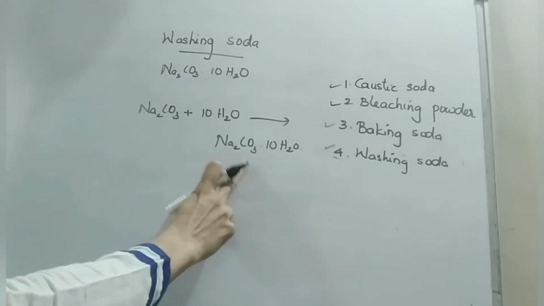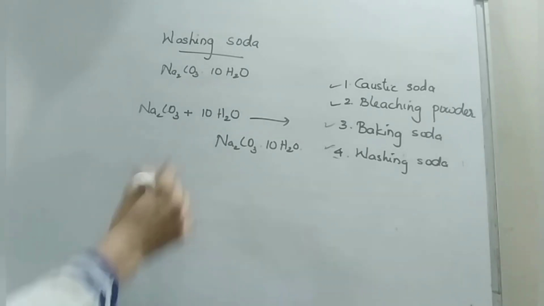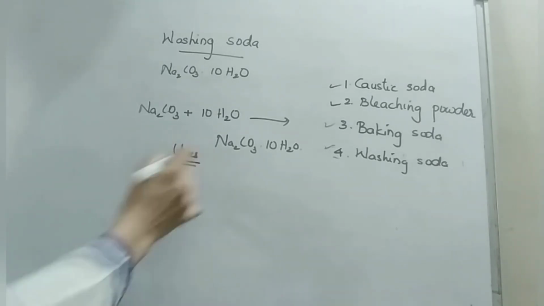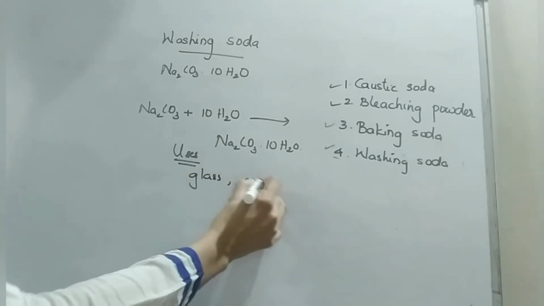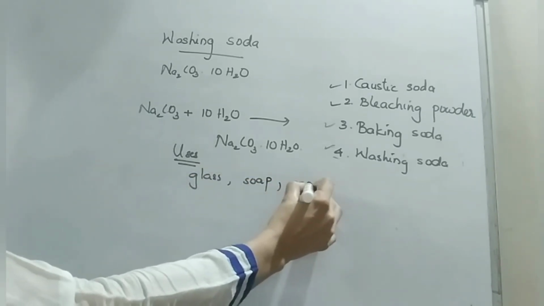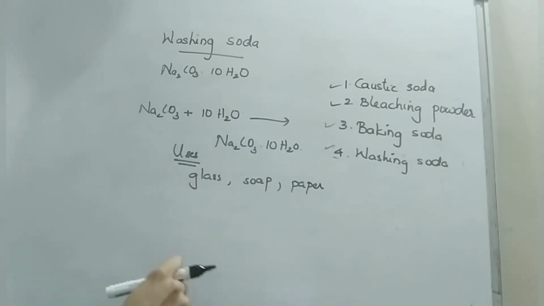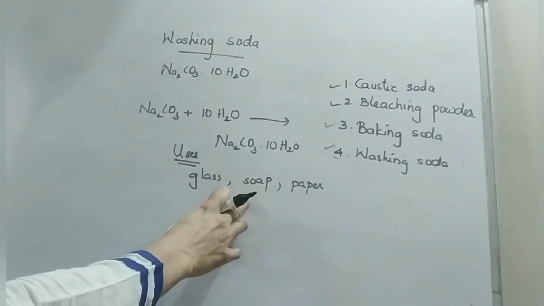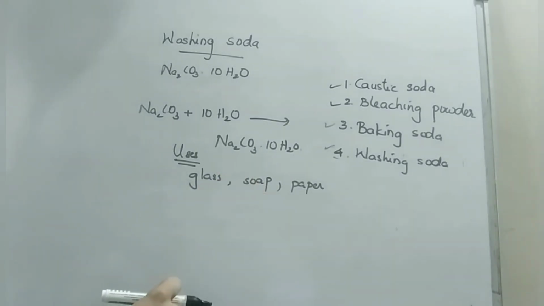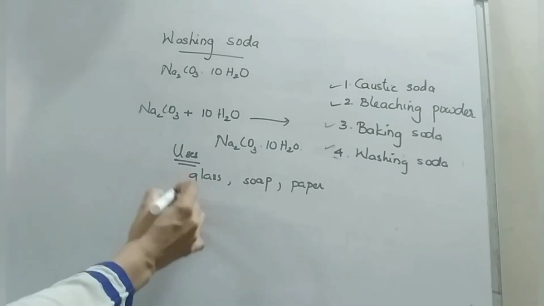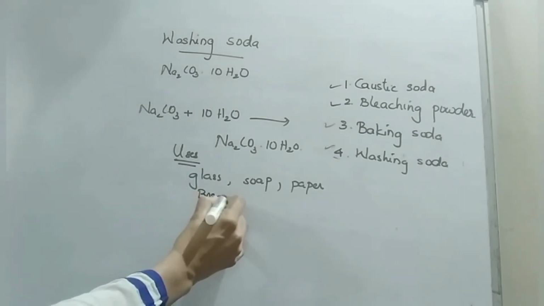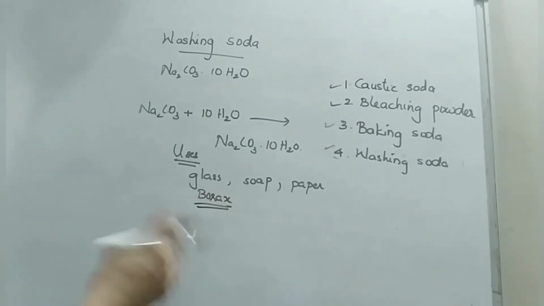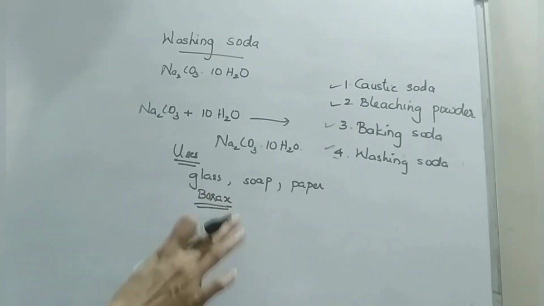We get washing soda. Now, uses. It is used in glass, soap and paper industry. Washing soda, we already know, is used for washing purposes. Another use: it is used in the manufacture of sodium compounds, such as borax, that you will study in higher classes.